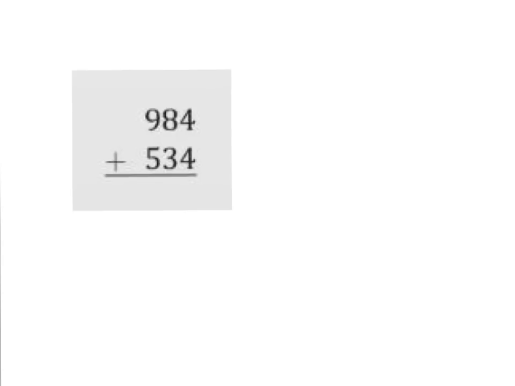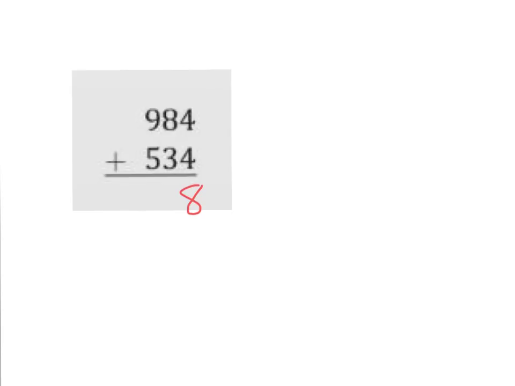Let's look at this next problem. 984 plus 534, a 3-digit by a 3-digit. My place value positions are lined up with each other, my ones, my tens, and my hundreds. So let's begin adding this together. And remember, whatever I'm taking on my board, you're copying down in your notes. So 4 plus 4 is 8. 8 plus 3 is 11.